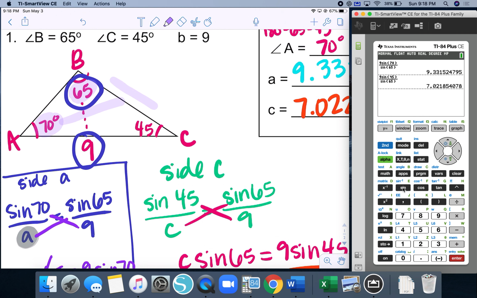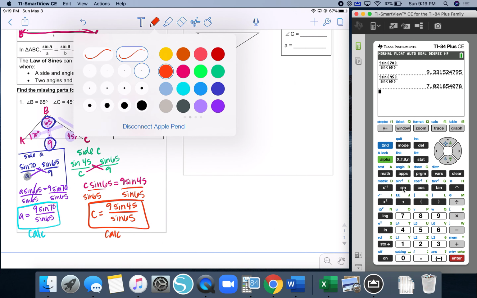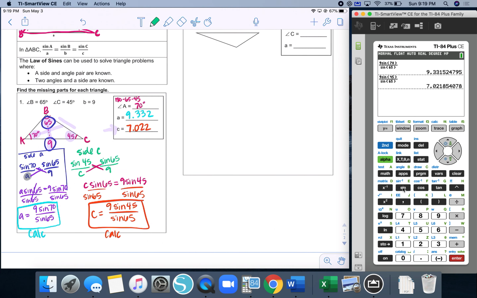65 is pretty close to 70, and side B is pretty close to side A, and then C is the smallest angle and is by far the smallest side. So remember, you can do a quick reasonability check just by looking at, do my sides and angles make sense? Do they go together?